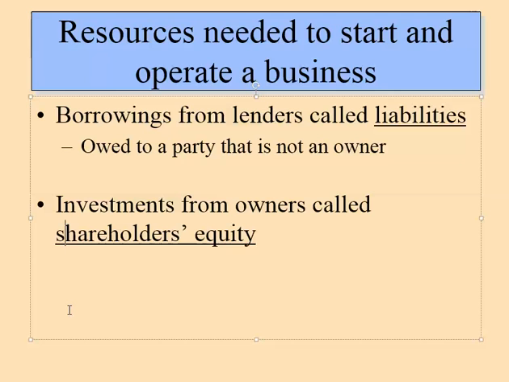A liability is a financial claim or debt that the business owes to a party that's not an owner of the business. Owner's equity is money provided to the business by owners, either through an initial investment or through the retention of profit.